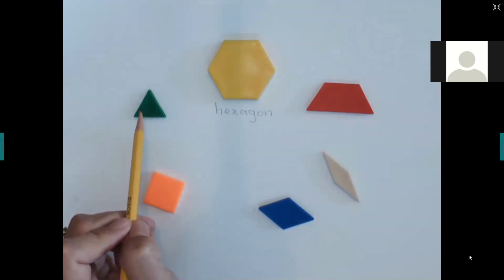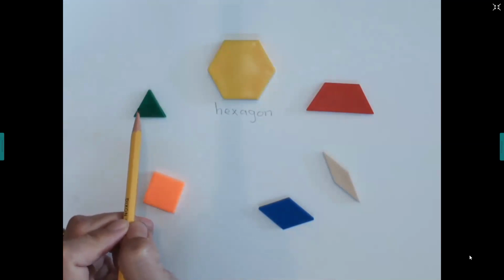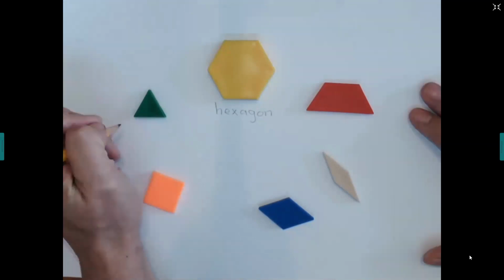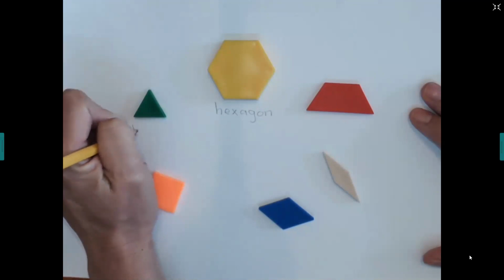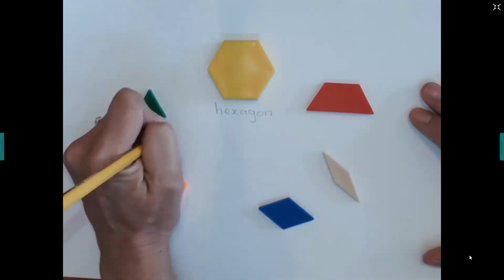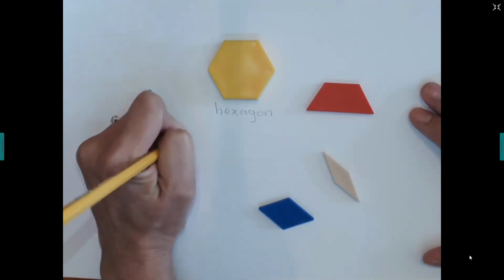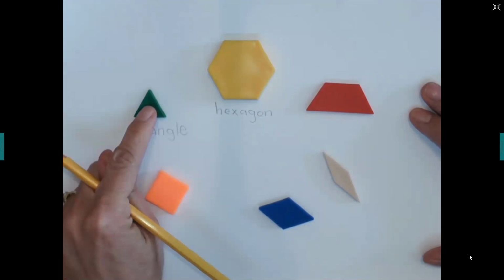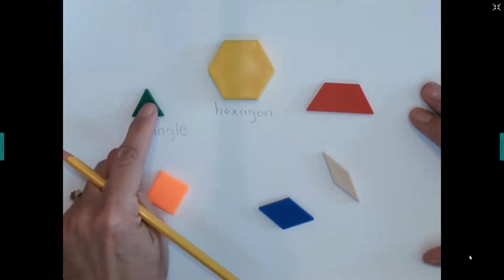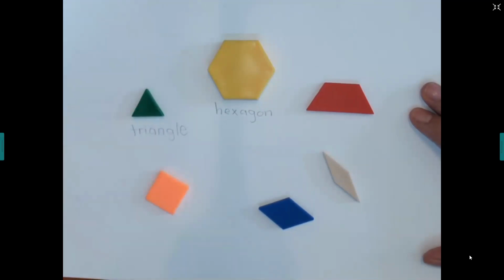The green shape. Kyler. The green shape is called a triangle. It sure is. Thank you, Kyler. The green one is a triangle. The fancy name for this one would be an equilateral triangle. All the sides are the same on this triangle. Okay, how about this one? The orange shape, Rithvik.